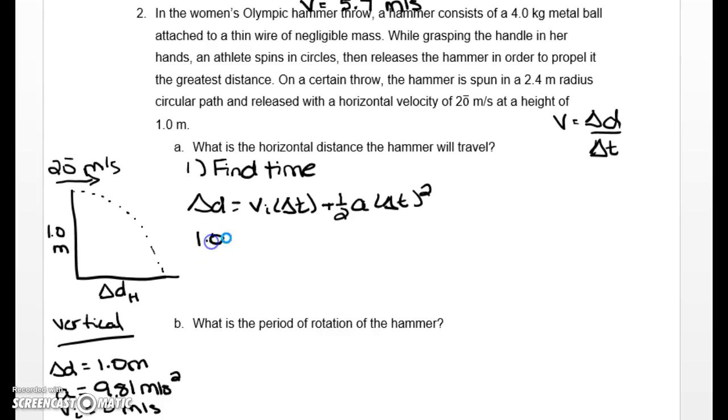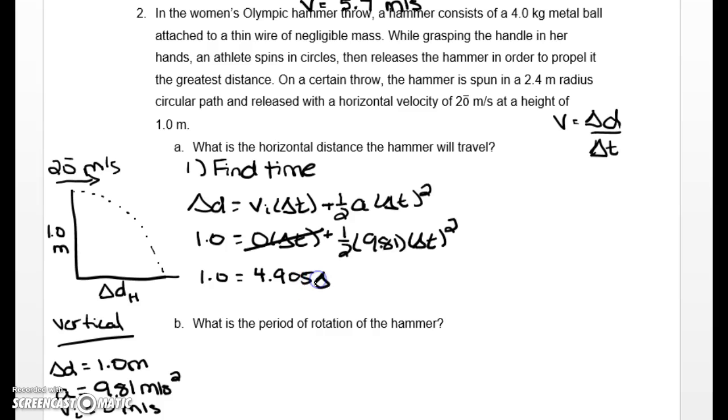We know that the change in distance was 1.0. The initial velocity was 0 times your change in time, plus 1/2 times your acceleration, which is 9.81, times that change in time, which we don't know. So I'm just going to go ahead and first simplify this equation. We have 1.0 is equal to 0 times anything, which is just 0, so I'm not even going to include that. But I can simplify 1/2 times 9.81, which is 4.905, and then delta t squared.